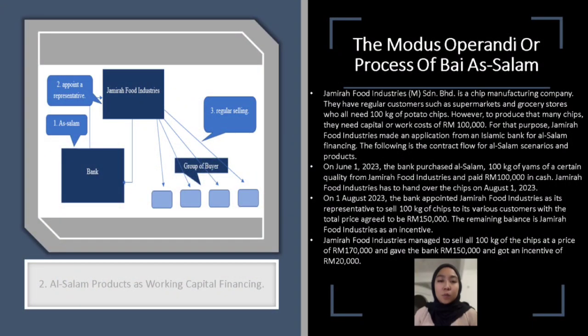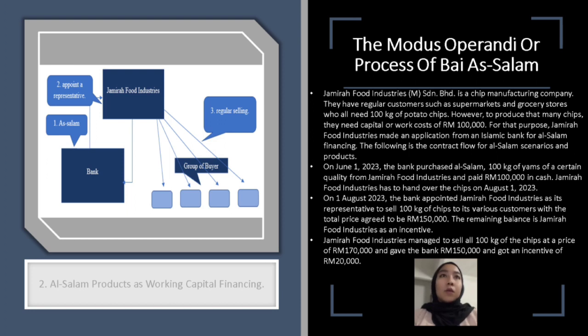Second is the modus operandi of Salam product as working capital financing. Jamirah Food Industry is a chip manufacturing company. They have regular customers such as supermarkets and grocery stores who all need 100 kg of potato chips. However, to produce that many chips, they need capital or working cost of RM100,000. For that purpose, Jamirah Food Industry made an application to an Islamic bank for Salam financing.